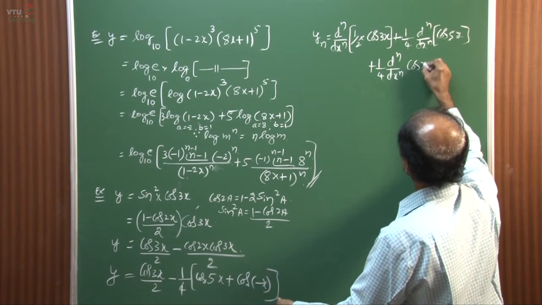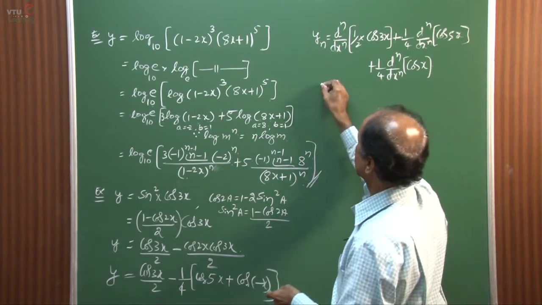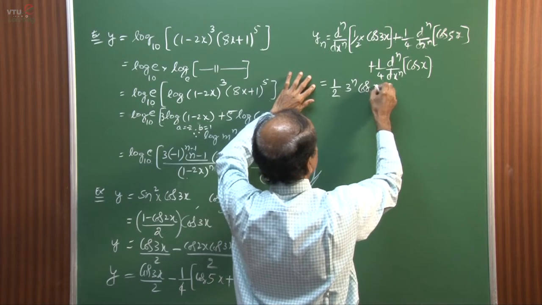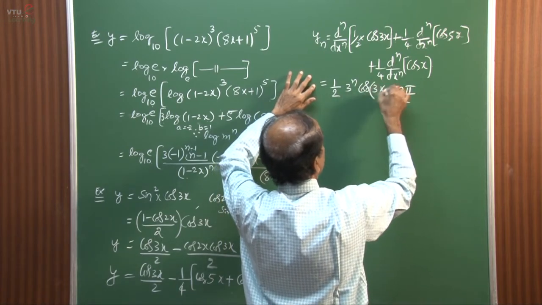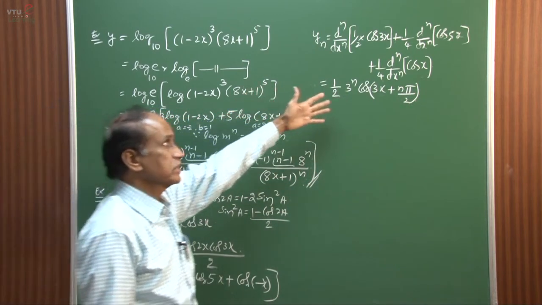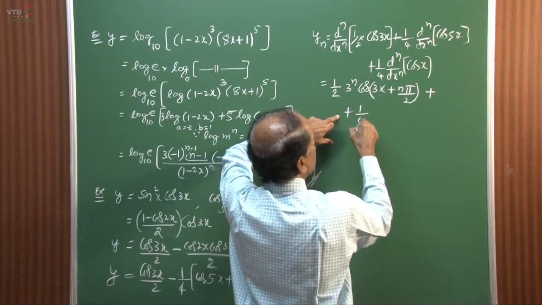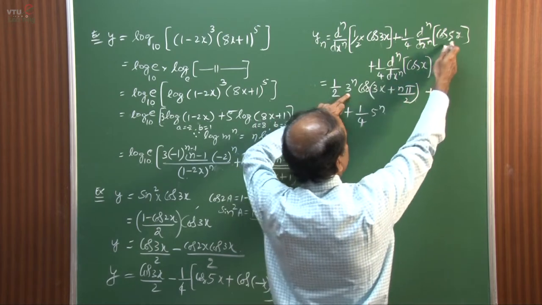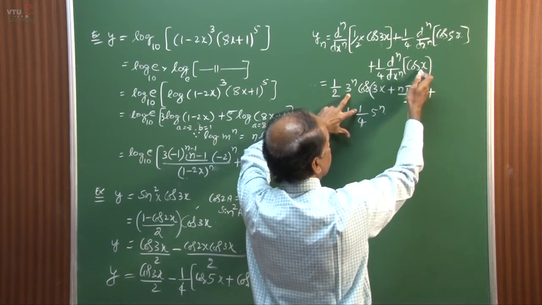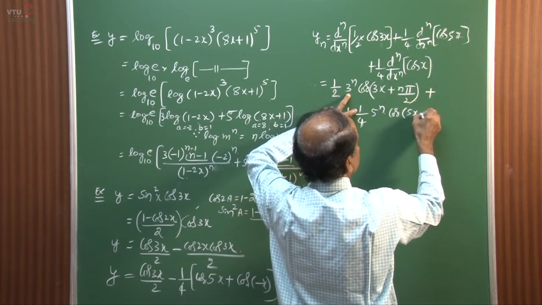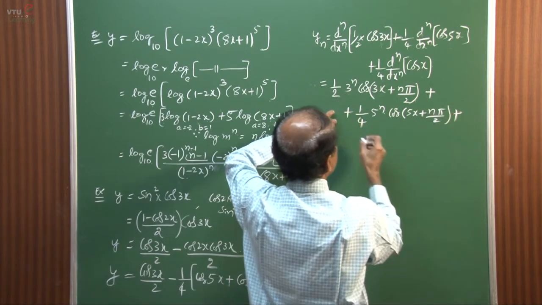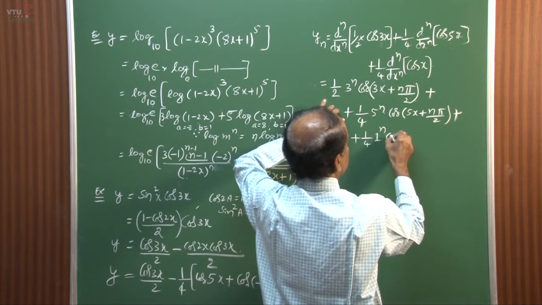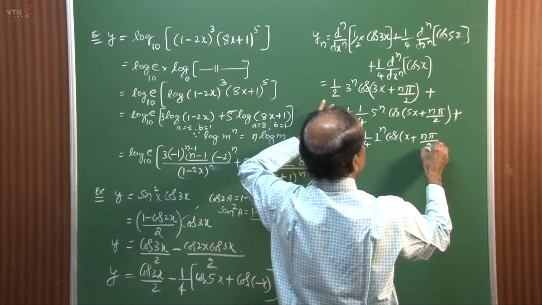Cos of minus x is plus cos x. So, these are the three steps which you have to write as a final answer. That is 1 by 2, and cos 3x gives 3 to the power n cos of 3x plus n pi by 2. This is according to the formula, which we have already discussed in one of the previous problems. Plus 1 by 4: this should be 5 to the power n, and here 3 to the power n, because in cos of ax plus b, a is 3 here, a is 5 here, and a is 1 here. Therefore, 1 by 4, 5 to the power n and cos of 5x plus n pi by 2, plus 1 by 4, 1 to the power n into cos of x plus n pi by 2.